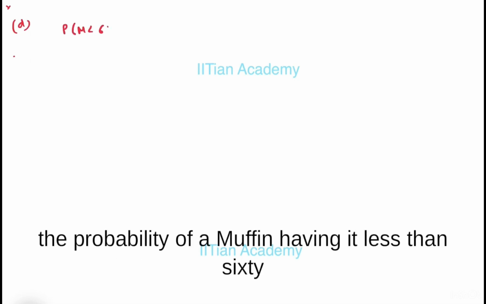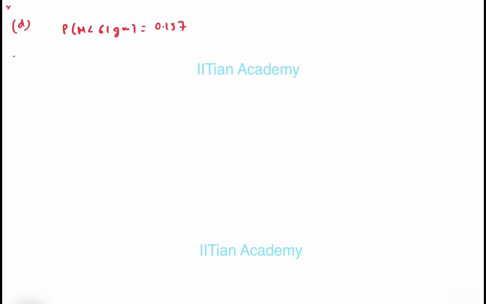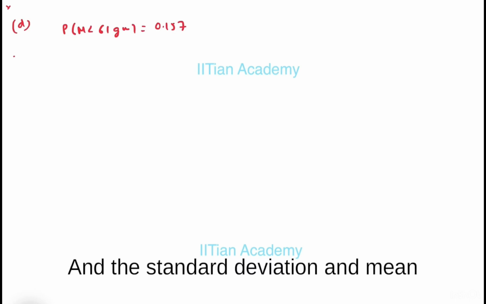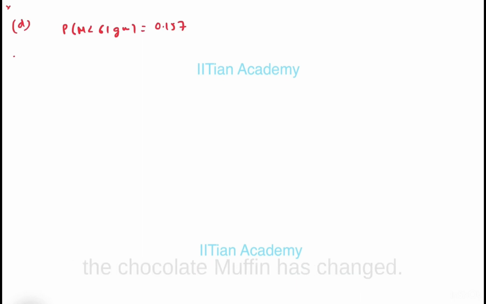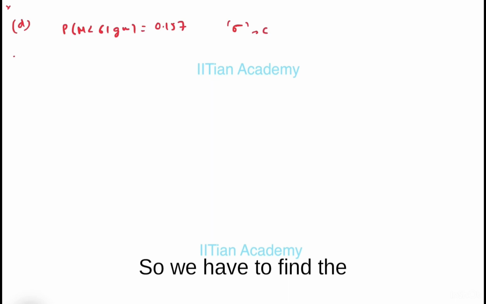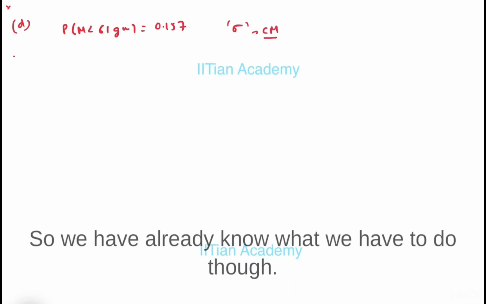So in the D part, we have been given that the probability of a muffin having less than 61 gram is 0.157. And the standard deviation and the mean for the banana muffin remain the same, but the standard deviation of the chocolate muffin has changed. So we have to find the standard deviation for the chocolate muffin. We already know what we have to do.